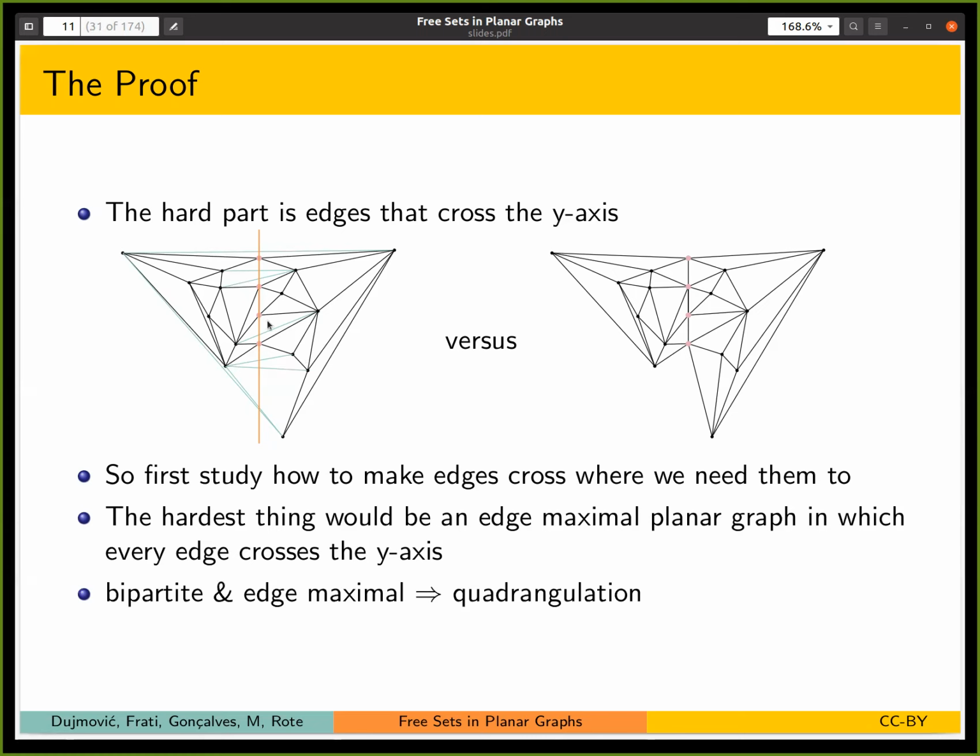Okay, so if all the edges cross this line, that means the graph is bipartite. And if there are as many edges as possible, to make the problem as hard as possible, that actually means the graph is a quadrangulation. So every face of your graph is a quadrangle. It has 4 sides.